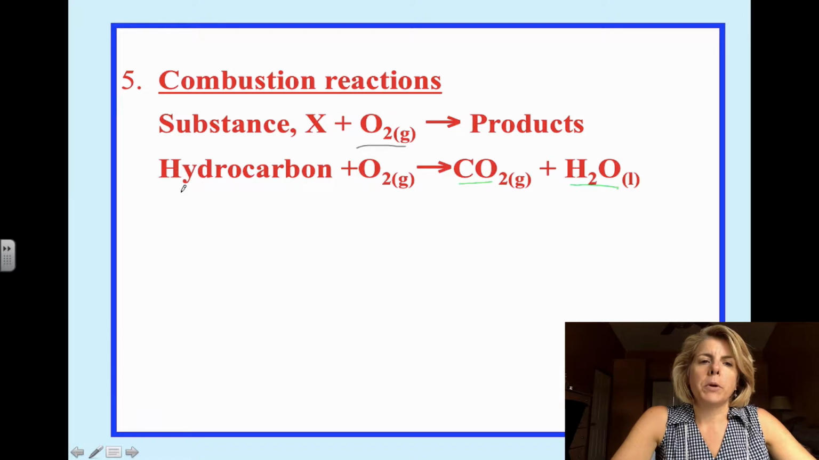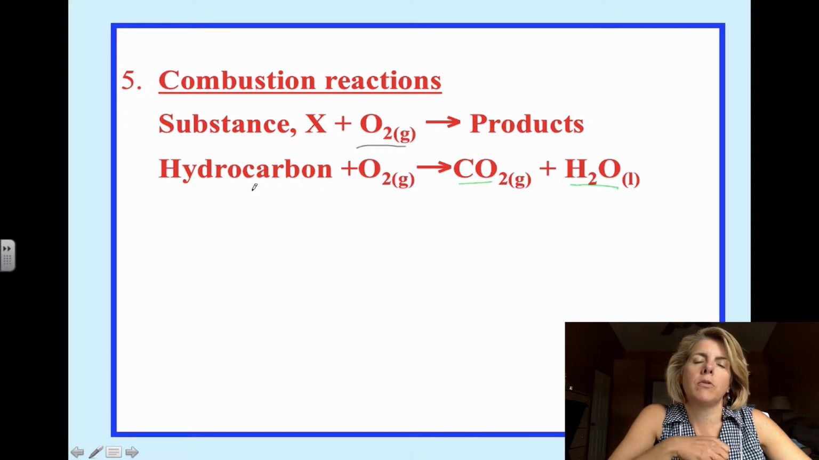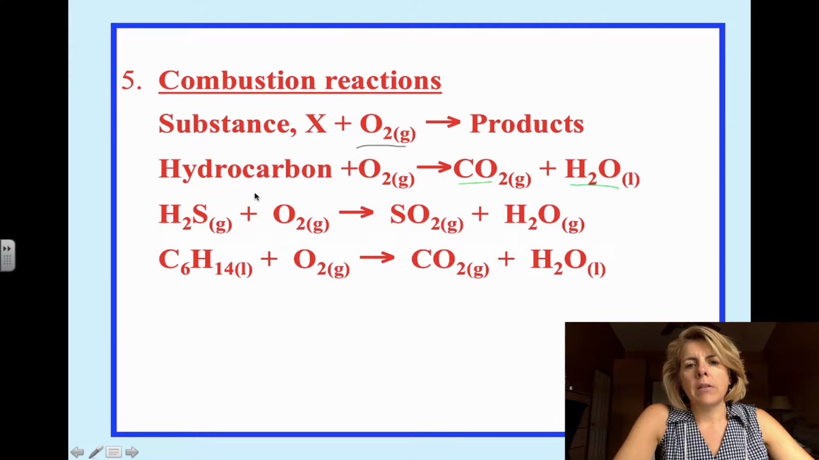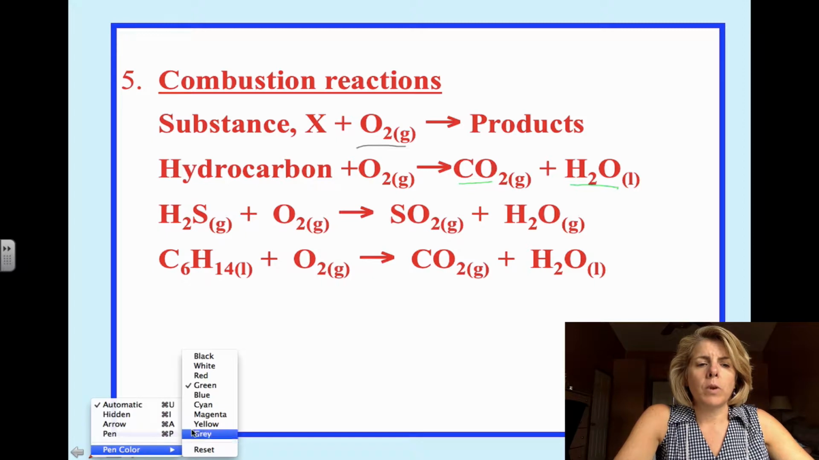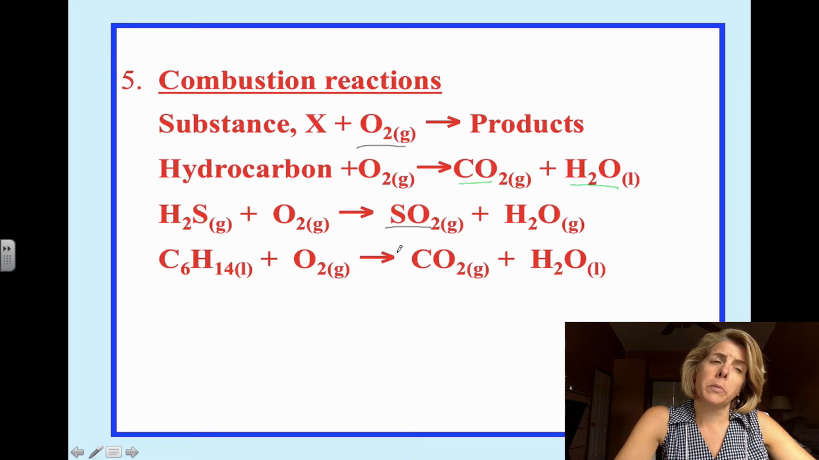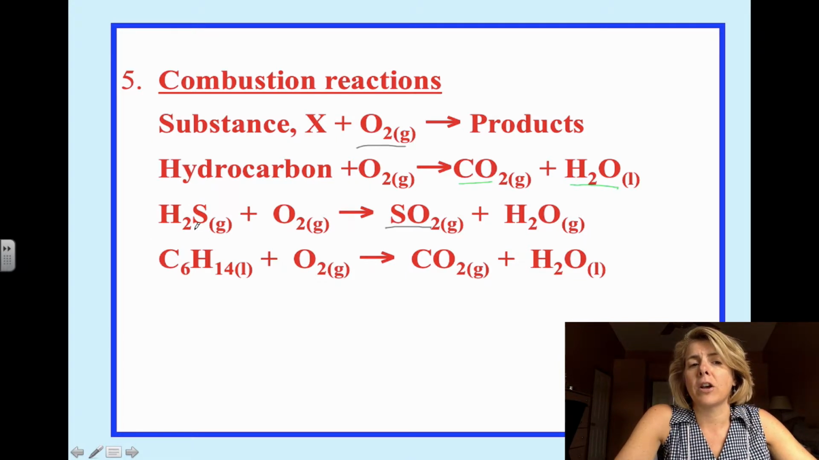Lots of times this happens when you are burning hydrocarbons. So when you turn on your stove, you are burning hydrocarbons. You're undergoing combustion. When you turn the key in your car, you're essentially taking those hydrocarbons and turning them into carbon dioxide and water. You could have other reactions that don't necessarily produce carbon dioxide and water. Notice that H2S, when it burns in oxygen, actually produces SO2. So this is a little bit different than carbon dioxide. It's not a hydrocarbon, so it's not going to produce carbon dioxide.